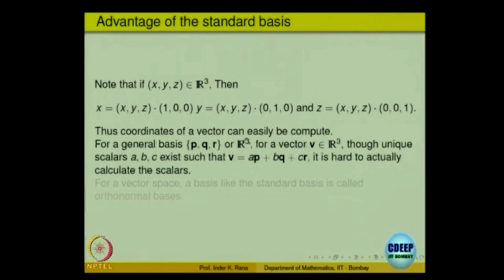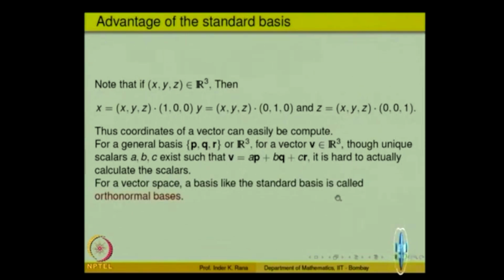So that is what I am saying here. If you have some other basis p, q, r, then writing v in terms of it, you actually have to calculate the coefficients by solving a system of equations. So I am telling you the advantage of having 1 0 0, 0 1 0 and 0 0 1 over other bases in R2 and R3, right.